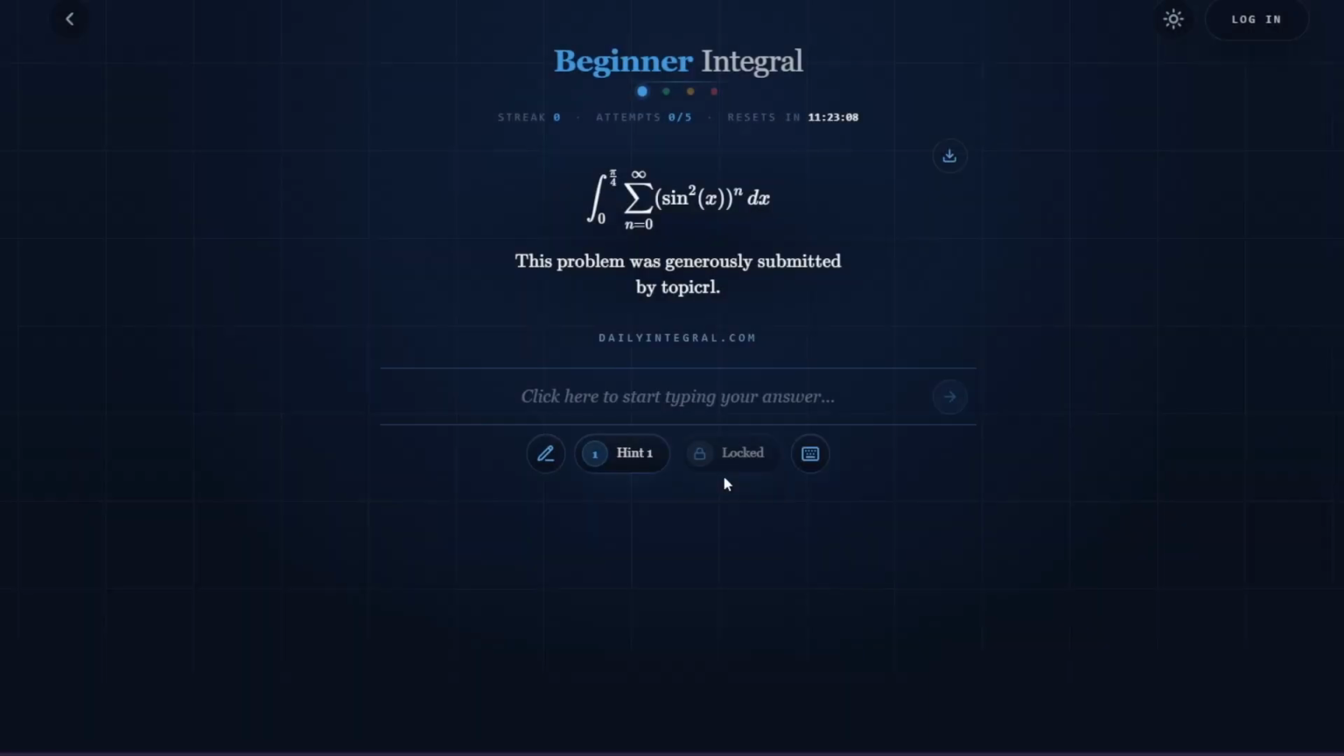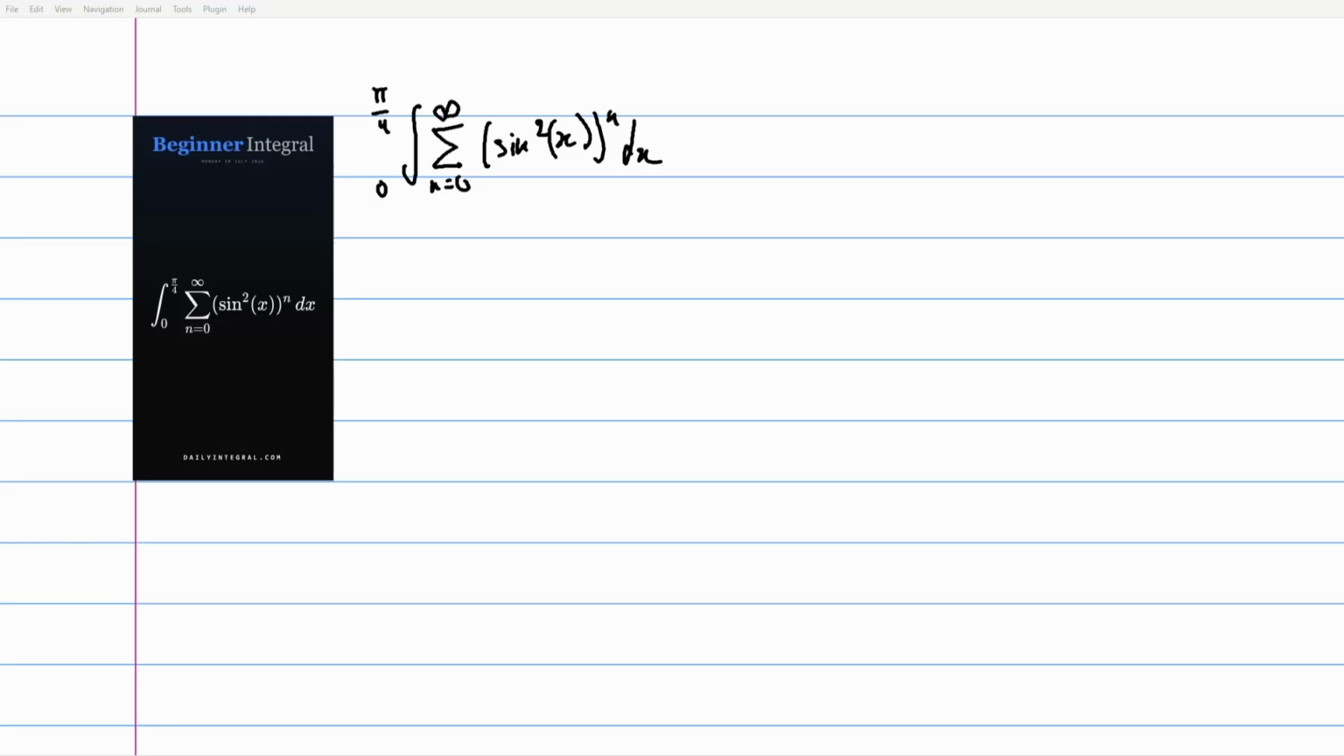This is the beginner integral from dailyintegral.com, and you can see it's unique in that it has a summation term in the actual integral. So let's go ahead, because this is a pretty fun solve. I already have the actual integral written out for you guys. The first thing I want to do is look at that sum more carefully. So I'm going to write out the first few terms of this sum.